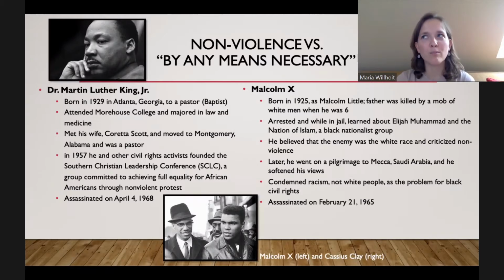So they're big martyrs for the civil rights movement. And they just represent two different perspectives on how to get justice. Do you do it by any means necessary, or do you do nonviolence?